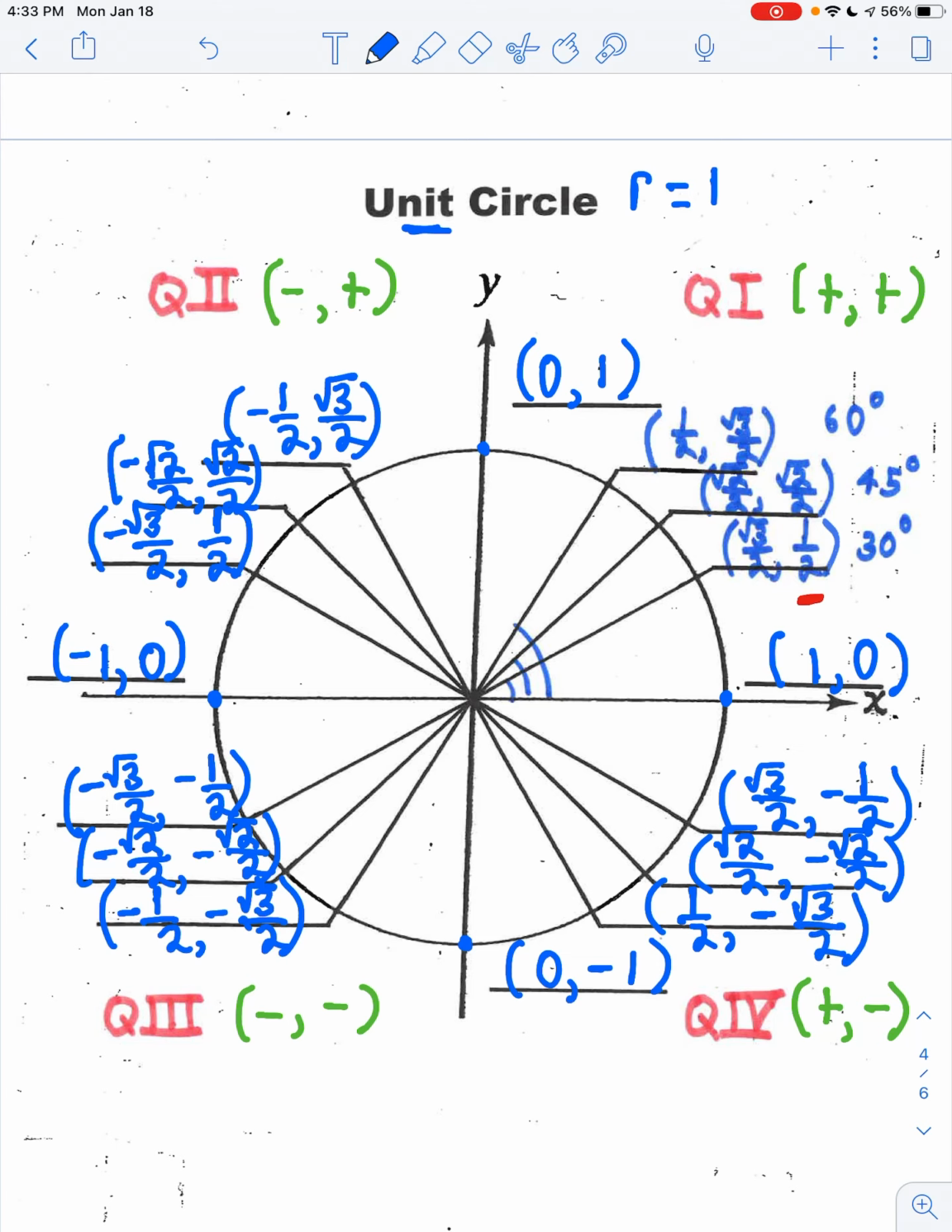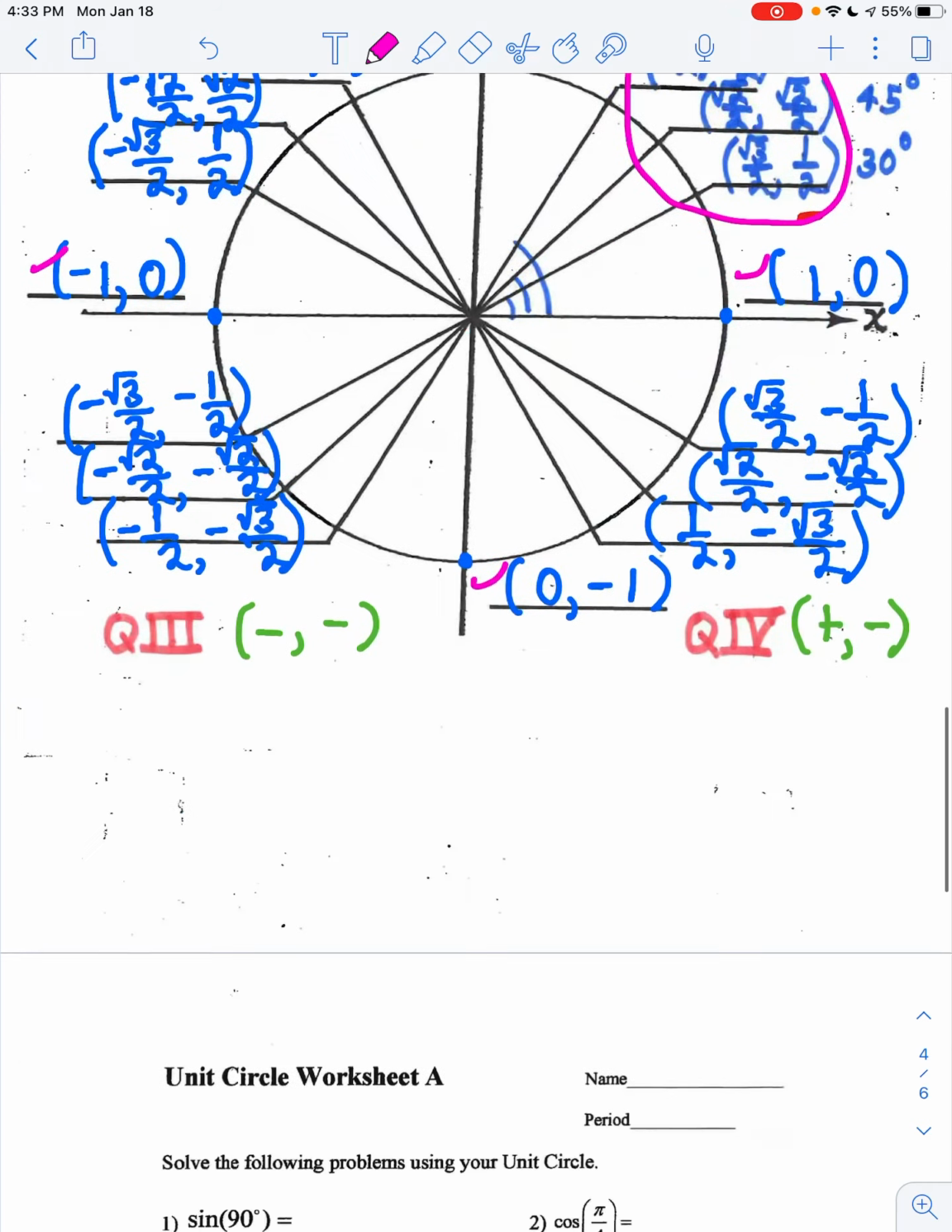So it's really very easy to generate the whole unit circle if you know the key ordered pairs in quadrant 1. That would be these, as well as, of course, knowing the positive and negative x and y axes. You can generate everything else based on the signs of the values in each quadrant.